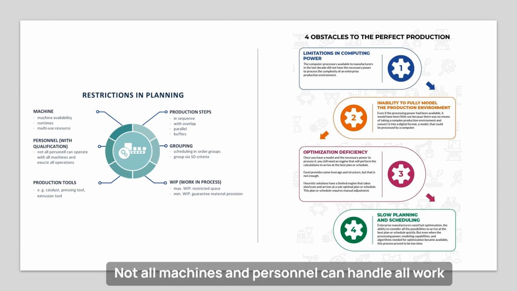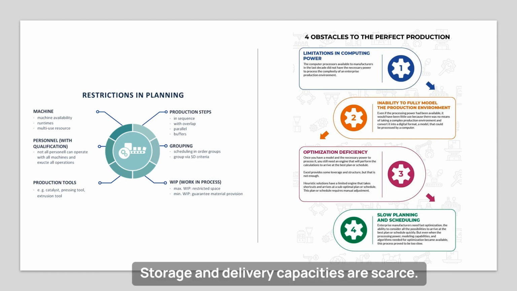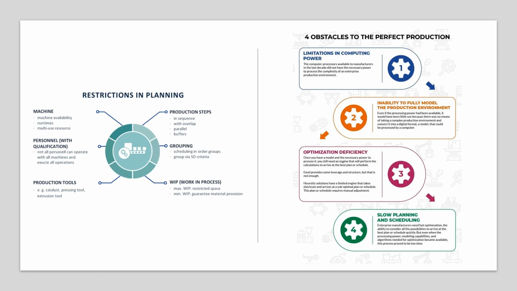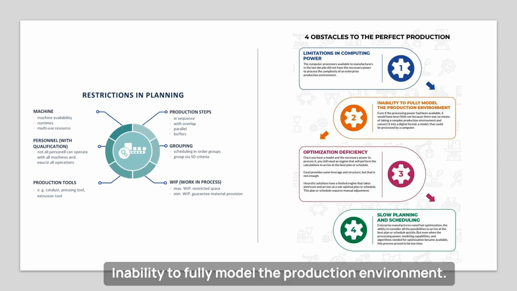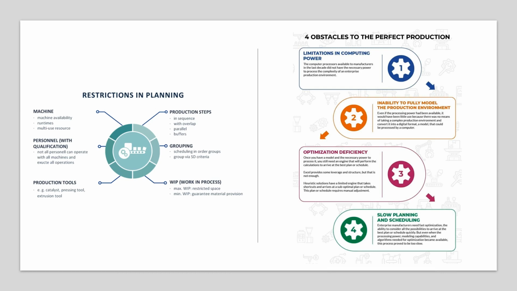Not all machines and personnel can handle all work processes. Storage and delivery capacities are scarce, and the quantity throughput in production is limited. Unfortunately, developing an APS faces four serious limitations. They are limitations in computing power, inability to fully model the production environment, optimization deficiency, and slow planning and scheduling.